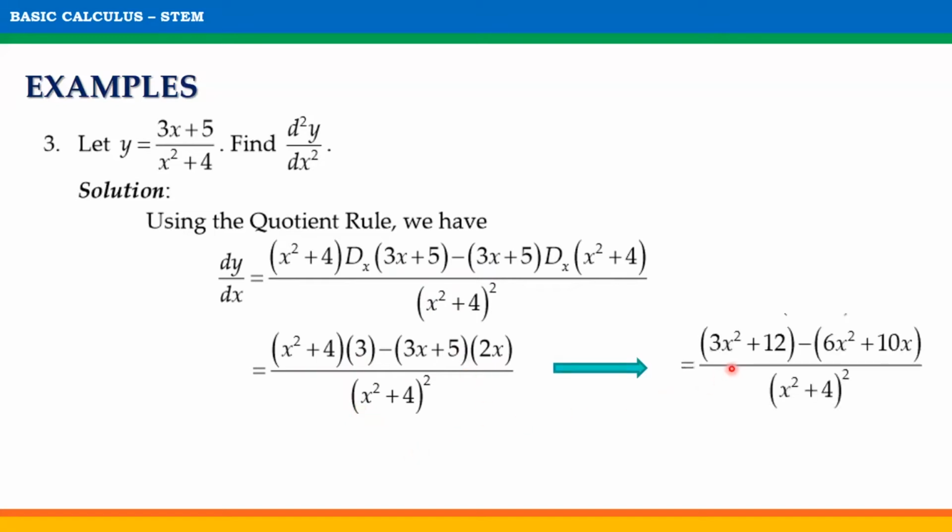Simplifying it, we will get 3x squared plus 12 minus 6x squared plus 10x all over x squared plus 4 quantity squared. For the numerator, we will have 12 minus 10x minus 3x squared, and for the denominator, we will get x raised to 4 plus 8x squared plus 16. Note that this is our first derivative. Hence, to solve for the second derivative, we will simply get the derivative of this resulting first derivative.